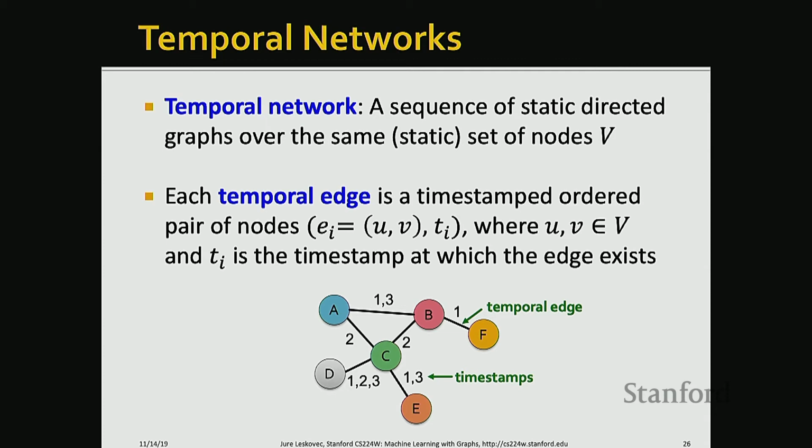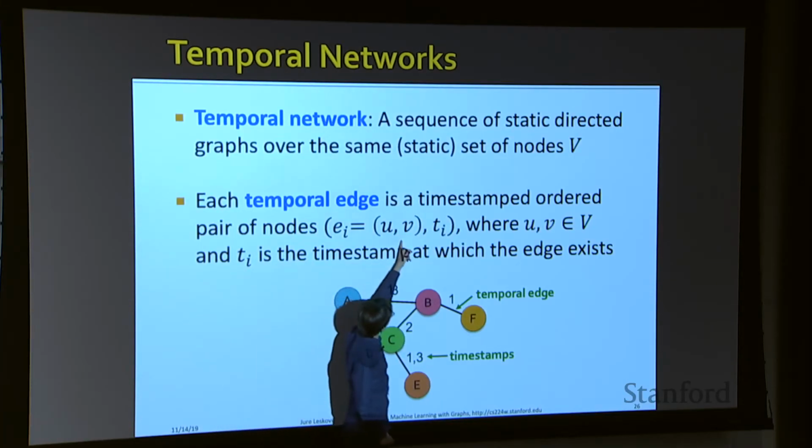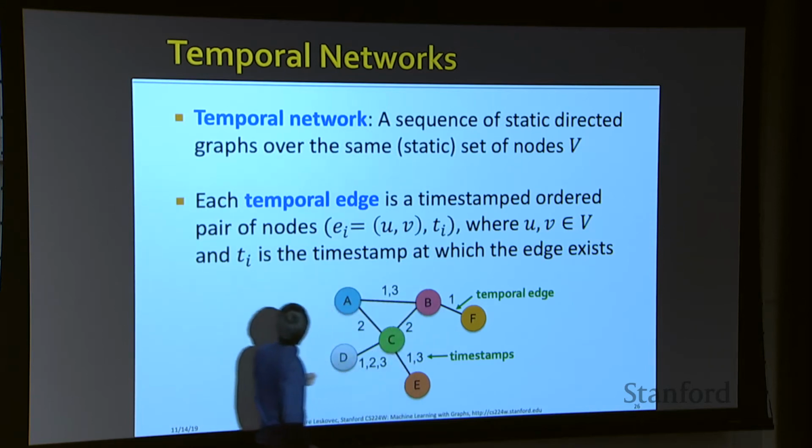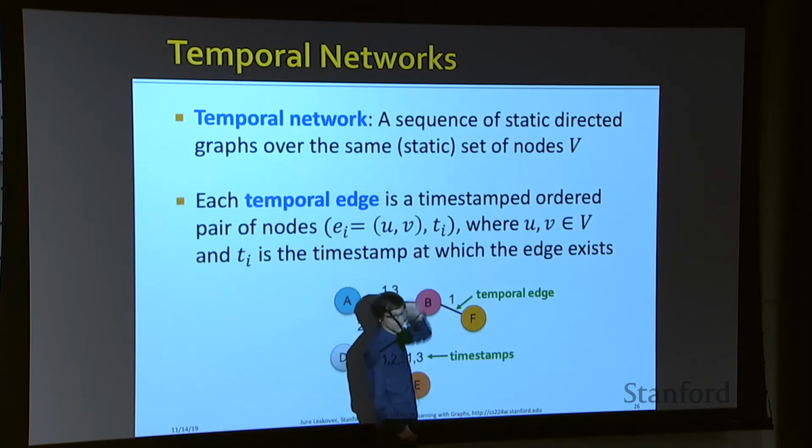What we will do now is we'll say, can we be more faithful to how nodes and edges are coming and leaving? So we'll define this notion of temporal networks, where a temporal network is a sequence of static graphs over the same set of nodes. And each temporal edge has a timestamp, is a timestamped ordered pair of nodes, where t_i is the timestamp at which the edge exists.